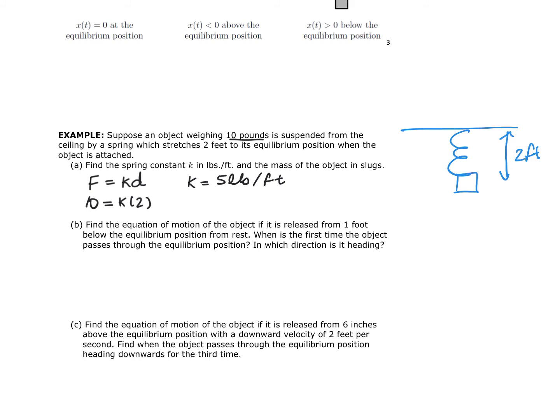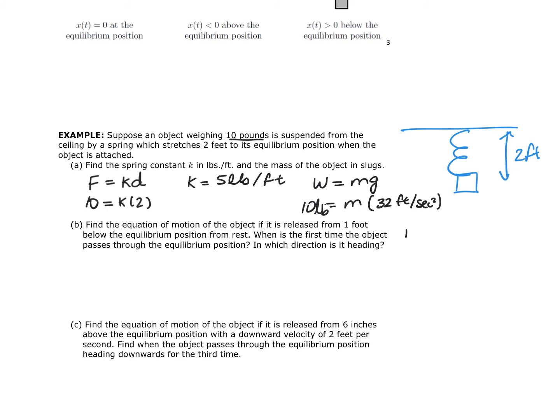The other thing that it's asking for is the mass. Now we know the weight is equal to the mass multiplied by the gravity. The weight is also the force. This is equal to 10 pounds. The mass is what I am searching for. The gravity is 32 feet per second squared, and this is also in feet. Okay, so what we're going to do is solve for m.